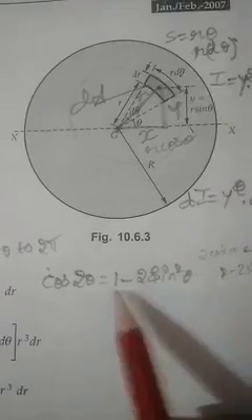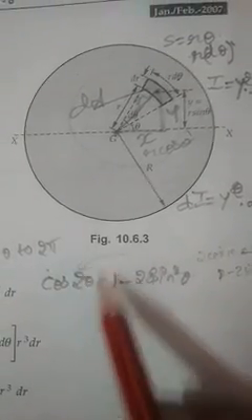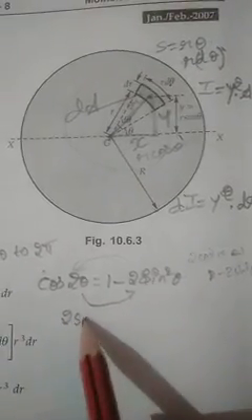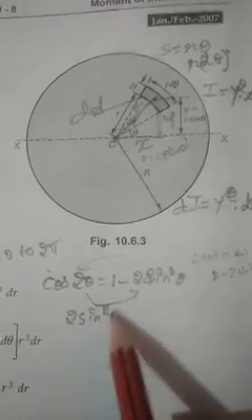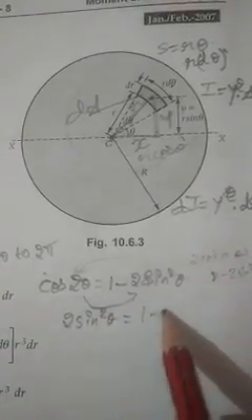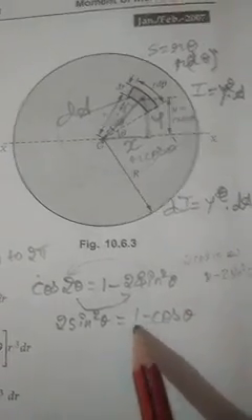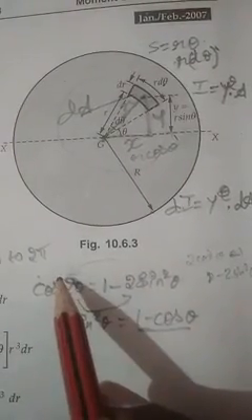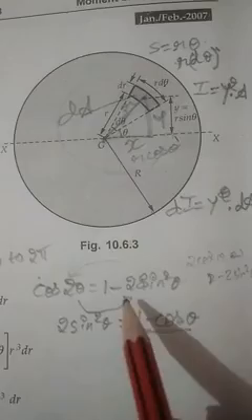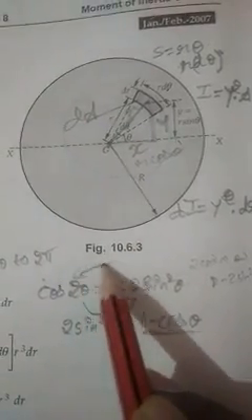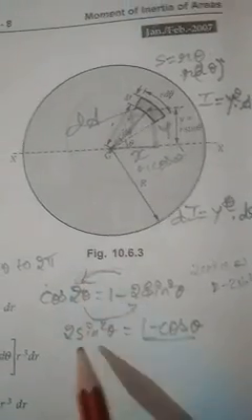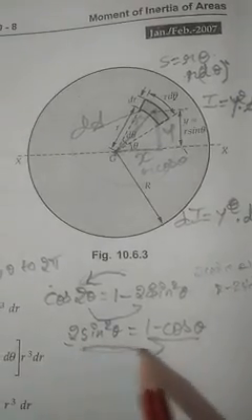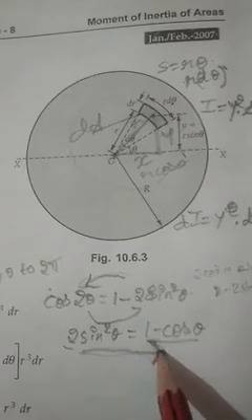Okay, so what you do is send 2 sine square theta to one side, and cos 2 theta to the other side. So you will get 2 sine square theta is equal to 1 minus cos 2 theta. Just interchange them, that's all. So finally, you send the 2 downwards, to the right hand side.